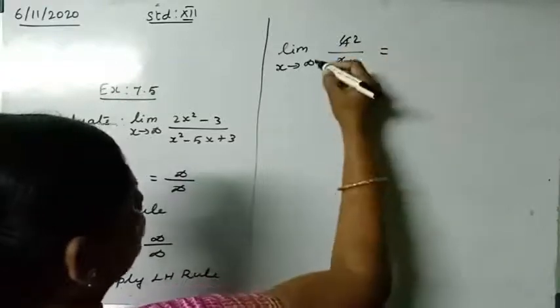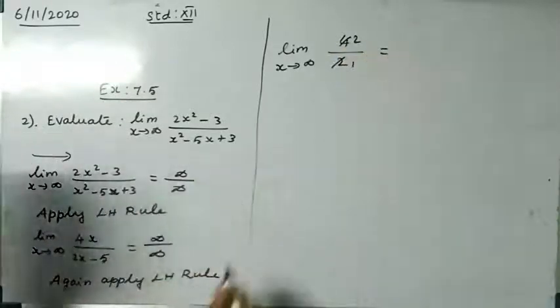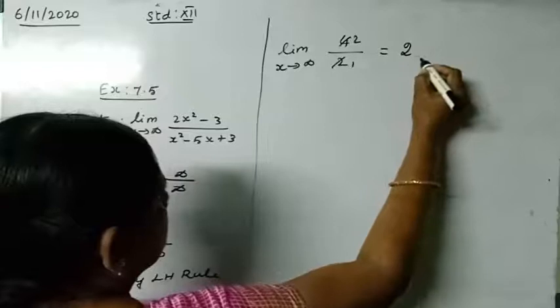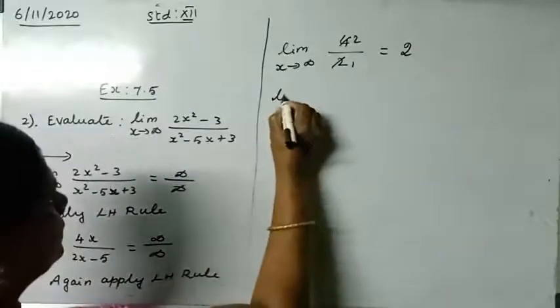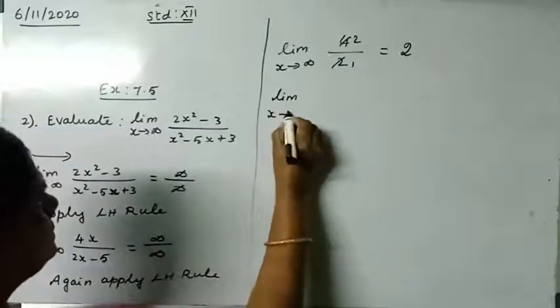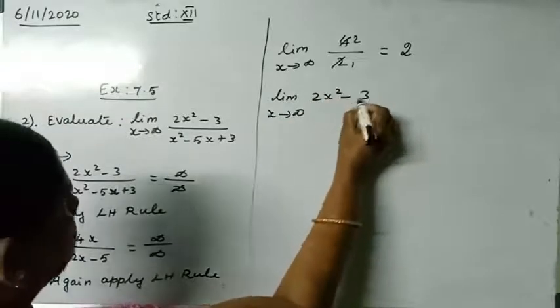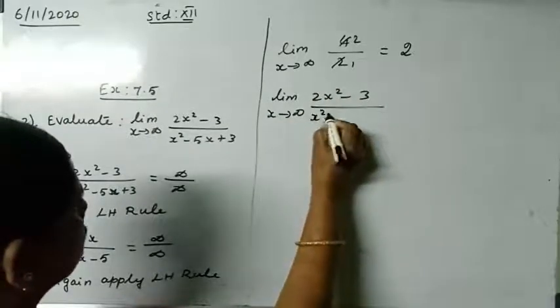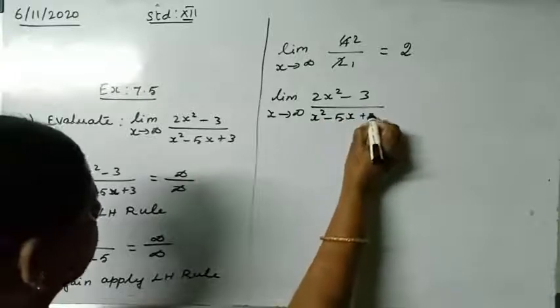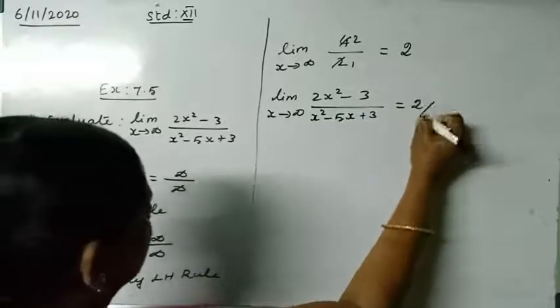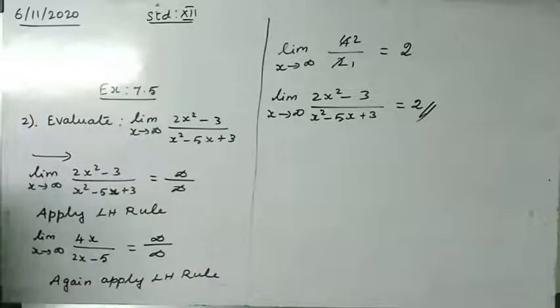So there is no x value to apply the limit. So the answer is 2. So we can write the answer as limit x tends to infinity (2x square minus 3) divided by (x square minus 5x plus 3) is equal to 2 is the answer. Then go to third sum.